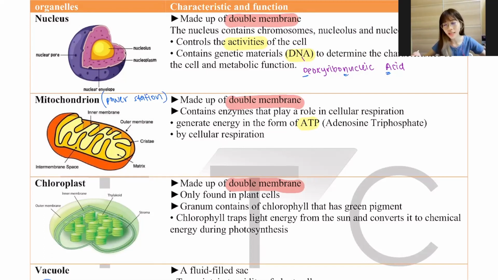So how does a cell generate energy? We have to generate energy by a process called cellular respiration. Generate energy by a process called cellular respiration. Then you will wonder, what is cellular respiration?